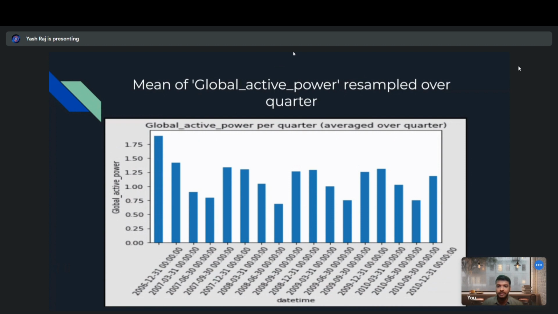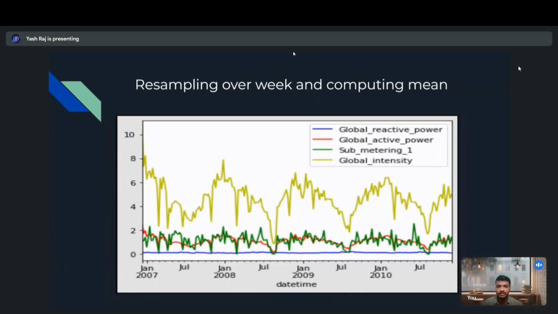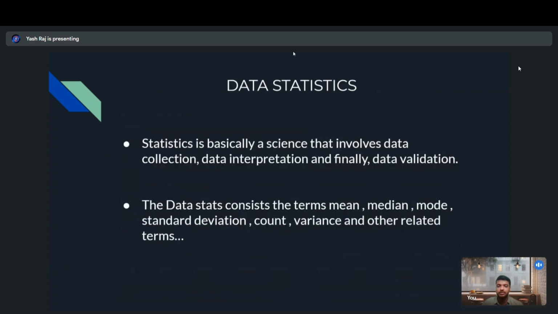Now, for better visualization, we plotted another graph in which it is easier to observe the variability of the mean with changing months or seasons. This was all about data visualization. Now we will move forward to discuss data statistics.